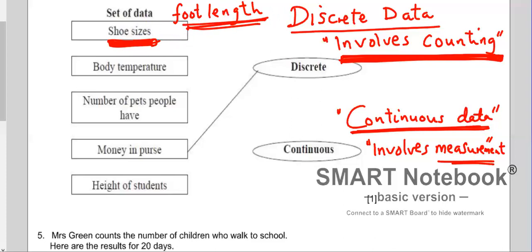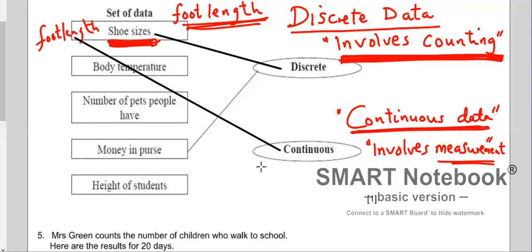For shoe size, they are already fixed and already counted, and therefore shoe size is discrete data. But if this was foot length, then foot length should be continuous data, because foot length, we need to do measurement. But otherwise, unfortunately, it is shoe size and not foot length, okay? So I hope that is understood.